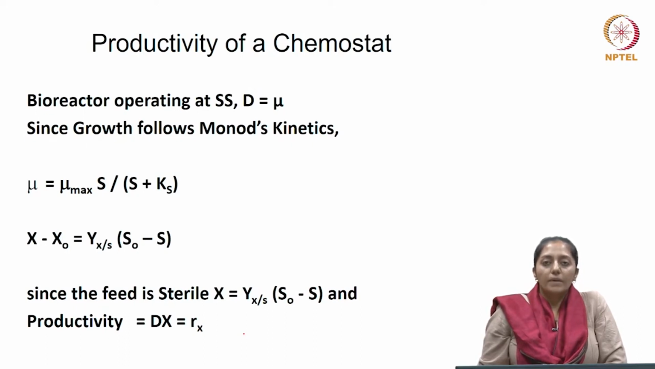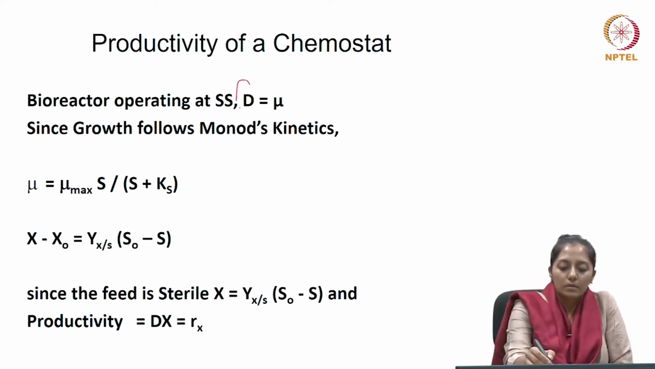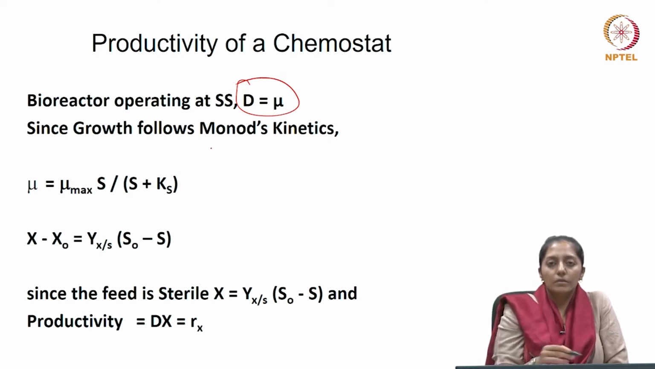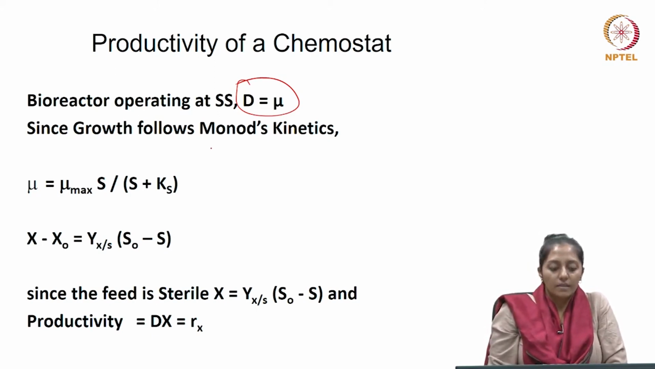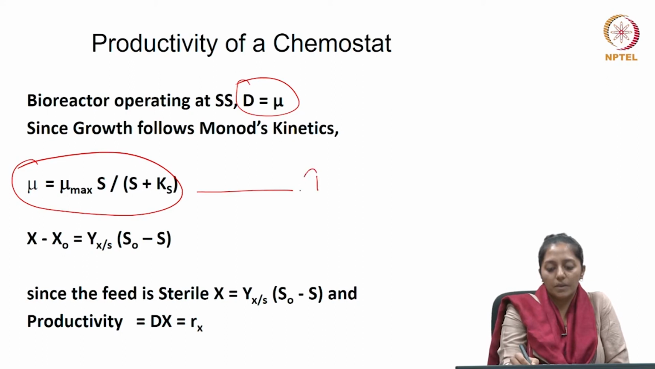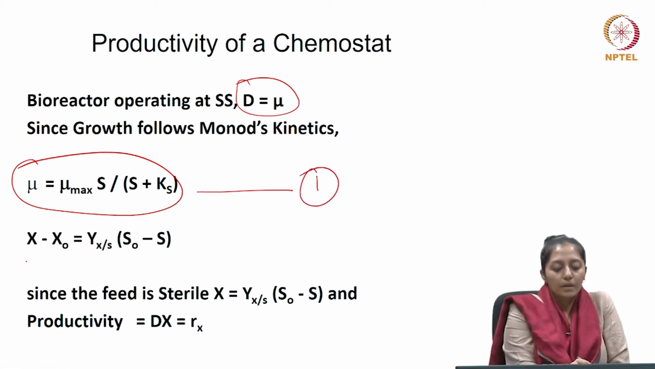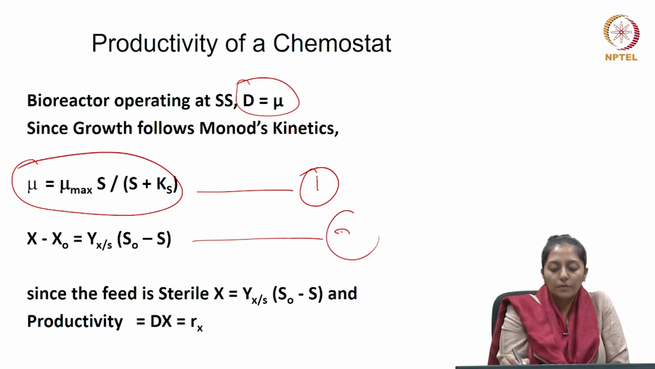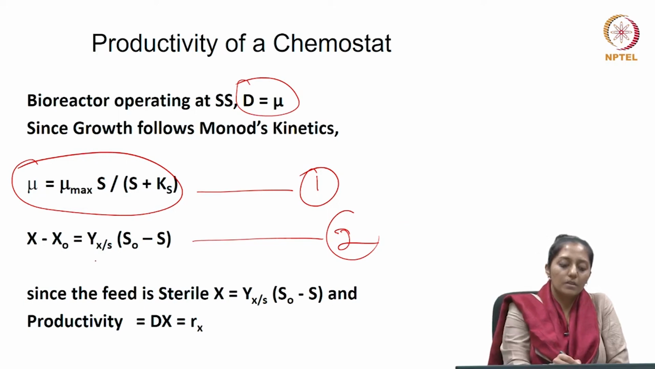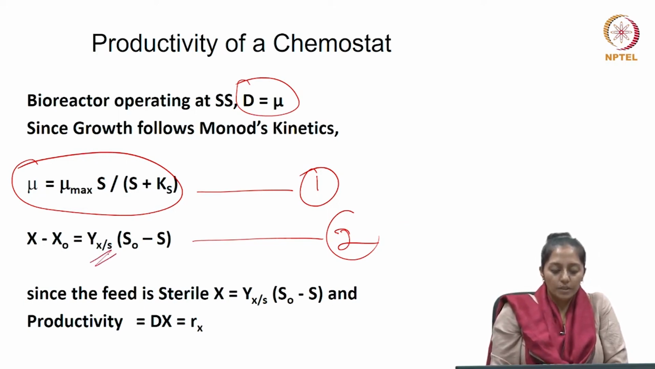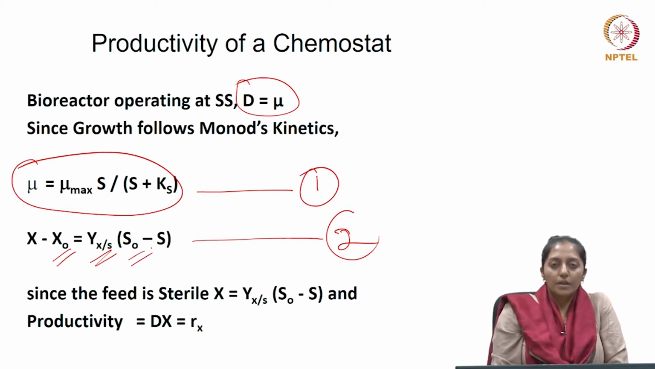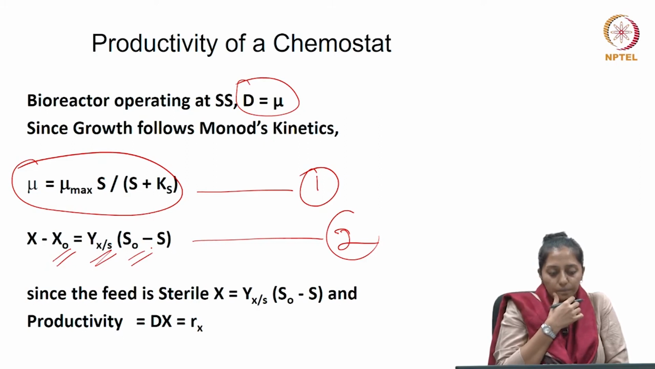Now, for a bioreactor operating at a steady state, we know D is equal to mu. Since the growth we are assuming is following Monod's kinetics, mu can be expanded in the form of Monod's model as given here in this equation. Let us call it 1. Now, equation 2 can further relate the steady state biomass and the steady state substrate concentrations in terms of the yield coefficient, the feed substrate concentration and the biomass concentration.